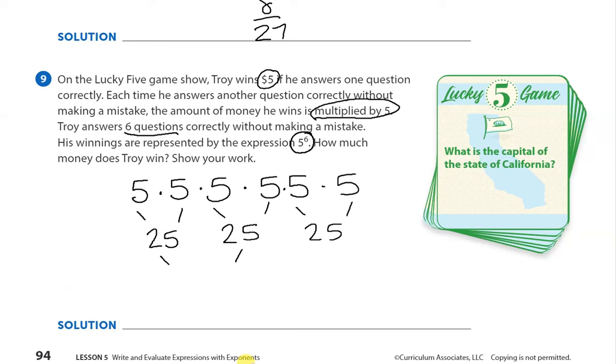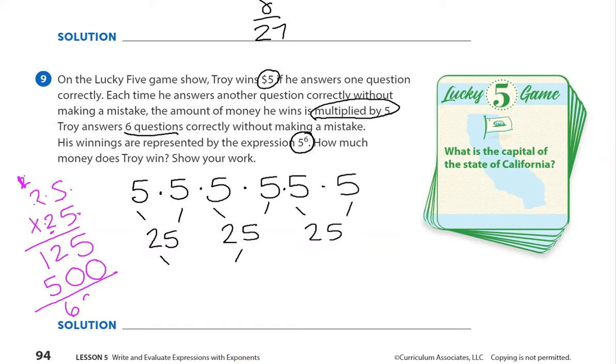I'll do that over in the corner over here. 25 times 25. 5 times 5 is 25. Carry the 2. 5 times 2 is 10, plus 2 is 12. I cannot work with this 2 over here until I put a 0 for a placeholder here. 2 times 5 is 10. Carry the 1. 2 times 2 is 4, plus 1 is 5. So that's 625. So now we've got 625 times 25.